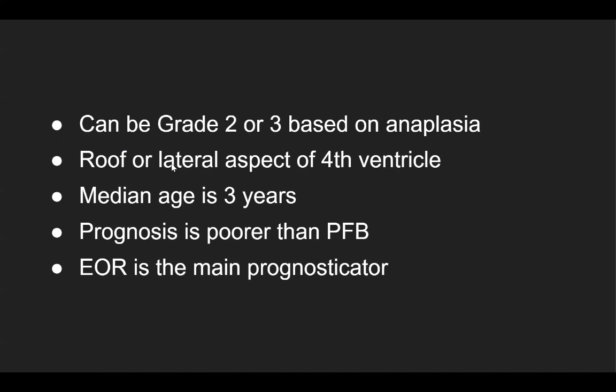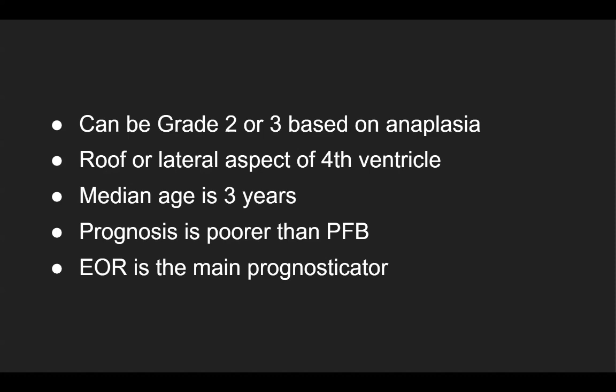Now, if you remember it in the form of a comparison, it would be easier. Group A can arise from the roof or lateral aspect. Group B usually arises from the floor. Group A's median age is 3 years, and Group B has a median age which is later. The prognosis is poorer for Group A. Extent of resection is the main prognosticator, and this stands true for both Group A and Group B. Am I clear?